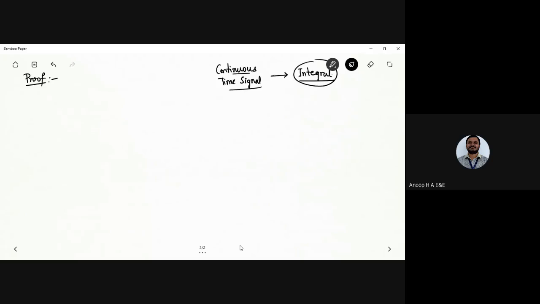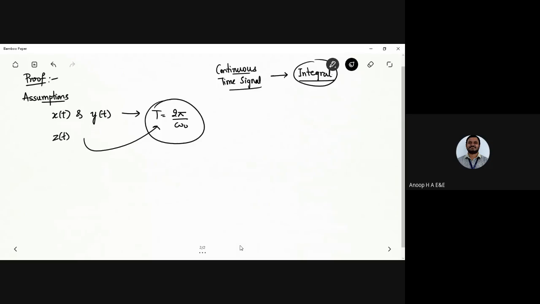Now there are some assumptions that you need to make: x of t and y of t have the same fundamental period, that is T equals 2 pi divided by omega naught. It is assumed that x of t, y of t, and also their circular convolution, that is z of t, have the same time period. So all three signals have the same fundamental time period T, equal to 2 pi divided by omega naught.